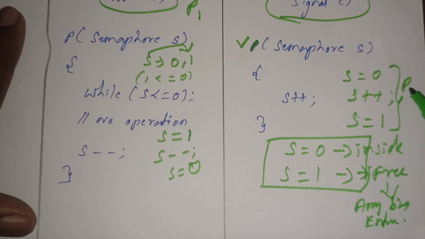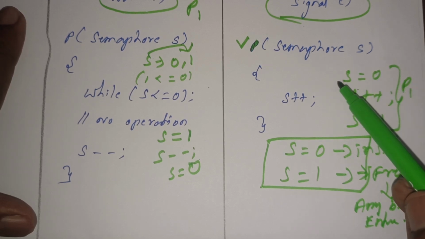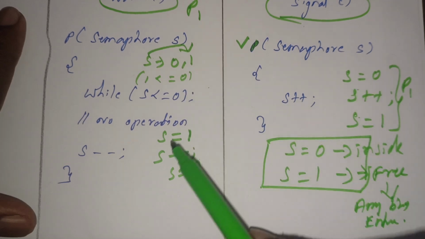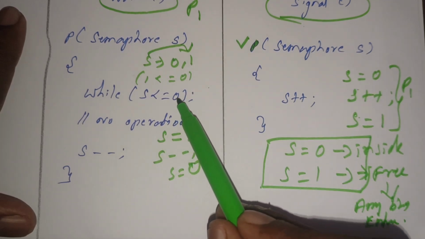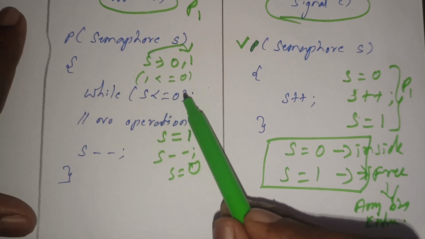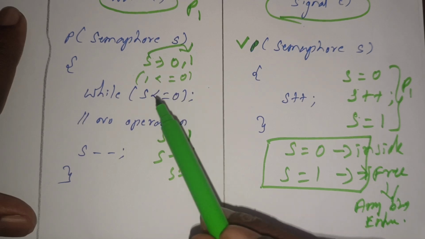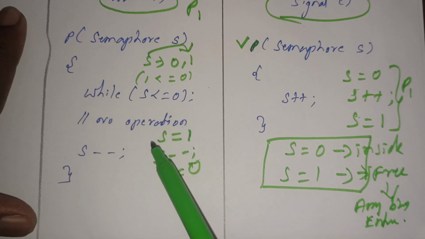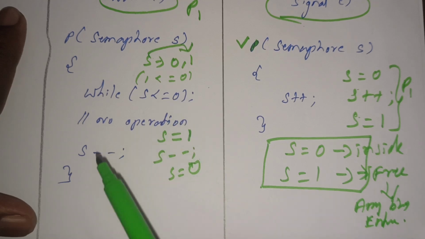See here, P1 wants to leave this critical section. When I am getting inside, I am making the value 1 into 0 and I go inside. When I am inside, I have made this value 0, so nobody waiting outside can get inside.